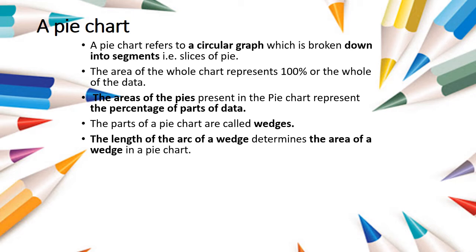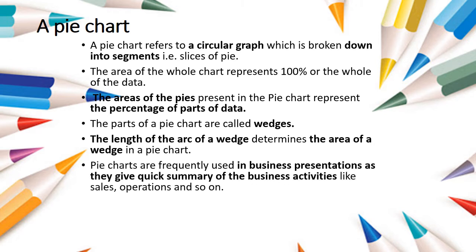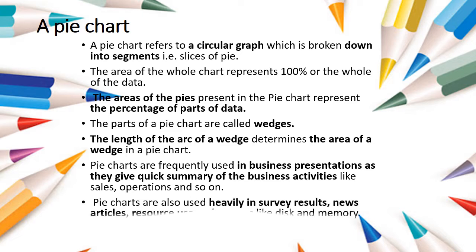The length of every arc of a wedge determines the area of the wedge in the pie chart. It is used in business presentations as a quick summary of how much the sales of a particular product is, and what percentage score, that information is shown. It is also used for news articles and survey results.